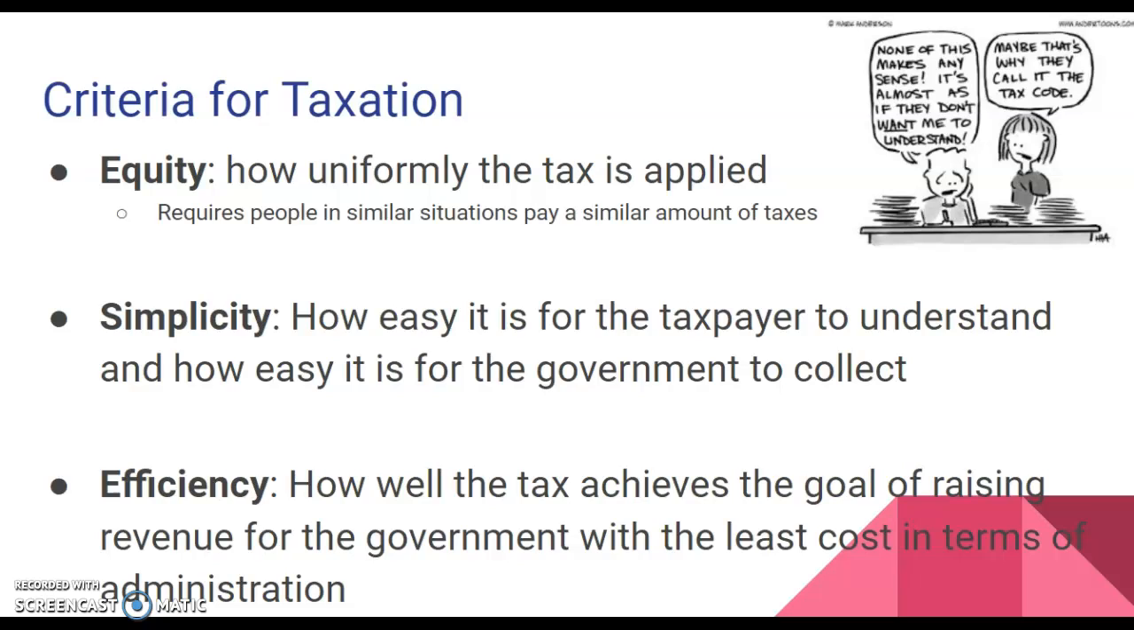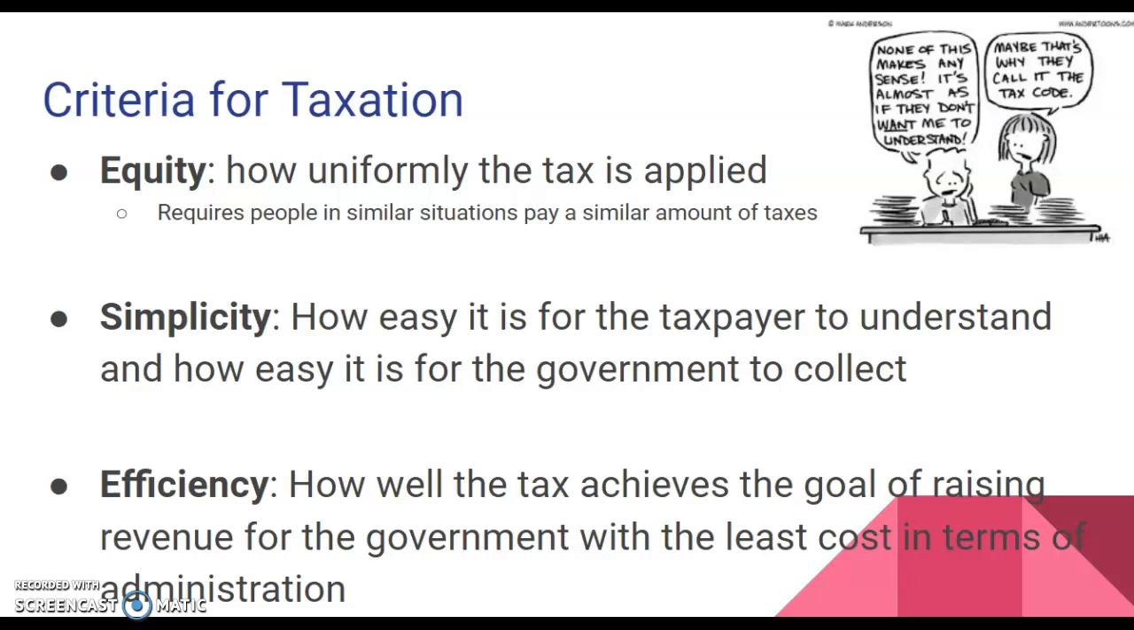The second criteria is simplicity. So the simplicity of a tax is determined by how easy it is for the taxpayer to understand and how easy it is for the government to collect. And so this is very important because it has to be a simple process for us to pay the taxes, because then more people would have excuses to not pay taxes and the inability to pay those taxes if it's too complex.